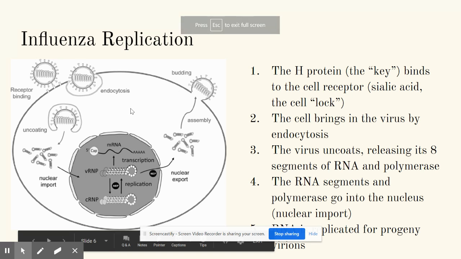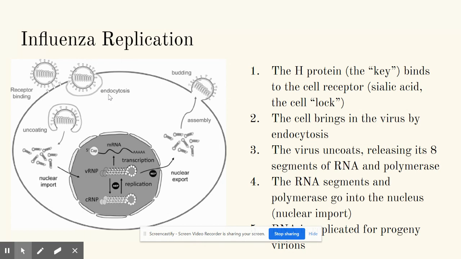Okay, we're on to step 2. And if you look at the picture, it's endocytosis. Endocytosis is the process where cells bring really big things inside through vesicles. And a vesicle is just the little pocket that envelops the virus, and the pocket itself has its own membrane. So, number 2, the cell brings in the virus by endocytosis.